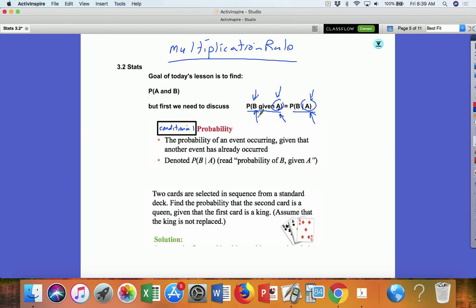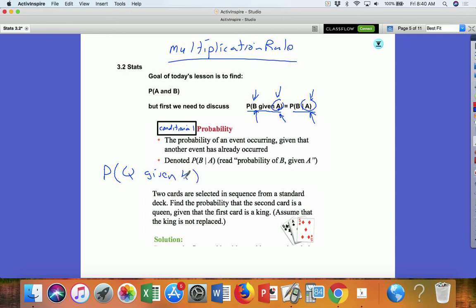So let's do one here. Two cards are selected in sequence from a standard deck. Find the probability that the second card is a queen, given that the first card is a king. Assume that the king is not replaced. So you take the king out, you don't replace it. Now the question is, what are the chances that the second card you get is going to be a queen? Write this down for me: probability that the second card is a queen, given that the first card is a king.